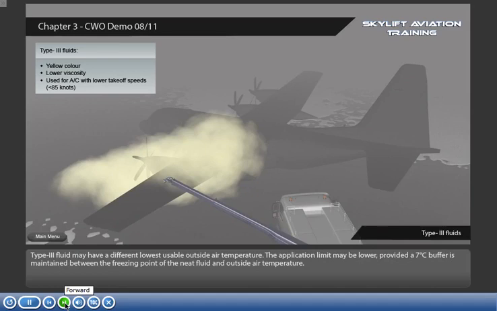Type 3 fluid may have a different lowest usable outside air temperature. The application limit may be lower, provided a 7 degrees Celsius buffer is maintained between the freezing point of the neat fluid and outside temperature.